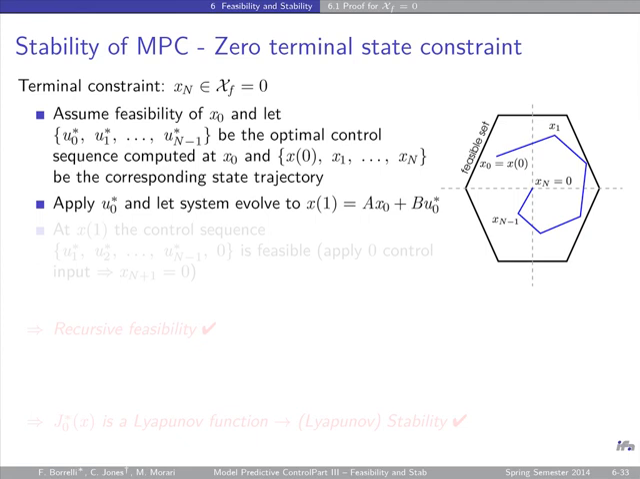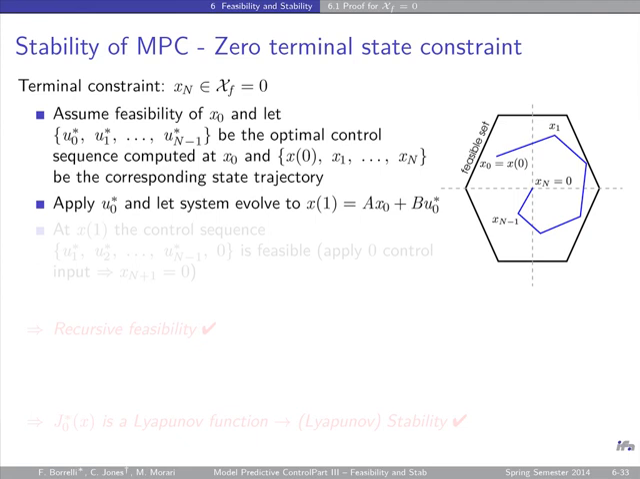So there is no model mismatch. This is a proof without model mismatch. You started from here, and this was your prediction, the blue line. You apply u0, and you end up where you have predicted. There is no model mismatch, right? So the state at the next time step, x1, is actually equal to the x1 that you have predicted at step 0, and it is A x0 plus B u0.